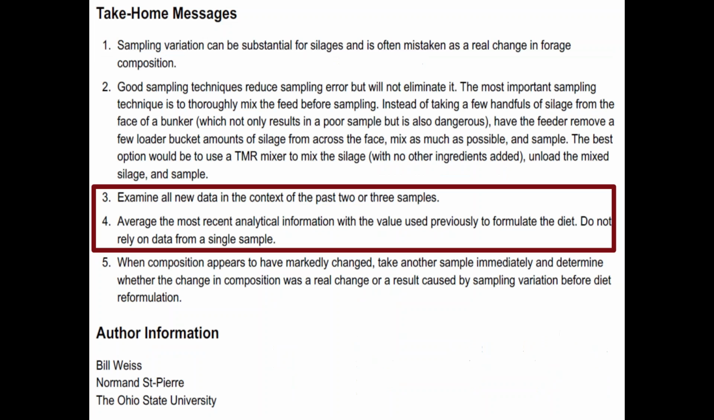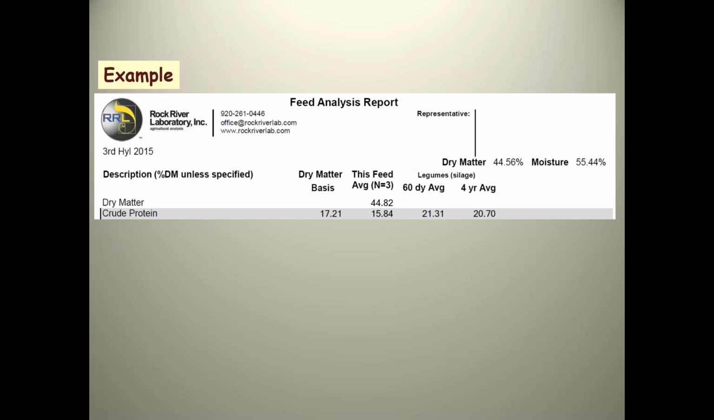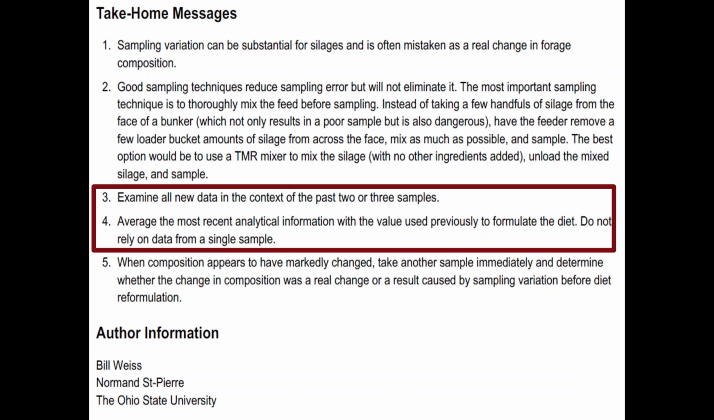The other thing that's happened in the feed testing area is some very good work out of Ohio State University by Bill Weiss and Dr. Normand St. Pierre. What they've been looking at is really the variation in sampling and the variation in analyses versus real variation. And what they've found is there certainly can be variation that creeps in that's unrelated to real variation in forage quality.